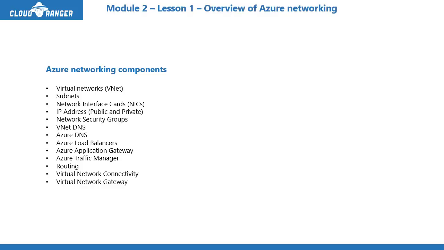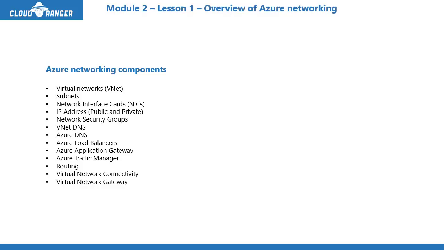Again, I'm not going to get into static routing, dynamic routing, and all those things. I'm going to just briefly give you an overview of the routing that Azure can do for you. And then we are going to talk about virtual network connectivity, a little bit about hybrid networking will get introduced in this concept, and we're going to talk about virtual network gateway.